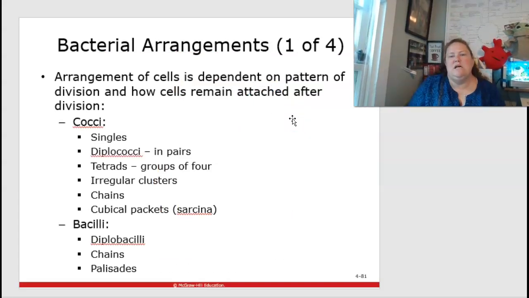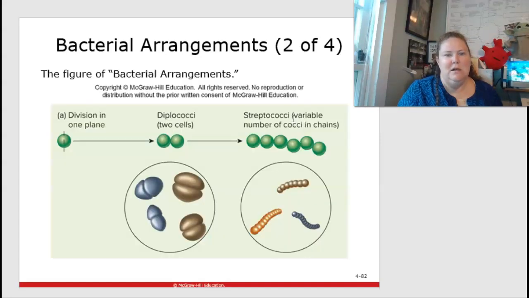So the arrangement of cells is dependent on the pattern of division and how cells remain attached after they're divided. So the cocci, these are singles or diplococci. Diplo is di, meaning two, so they'd be in pairs. Tetrads would be groups of four. There are also irregular clusters, chains, and cuboidal or cubical packets, which would be like Sarcina. Your bacilli can either be diplobacilli, chains, or palisades.